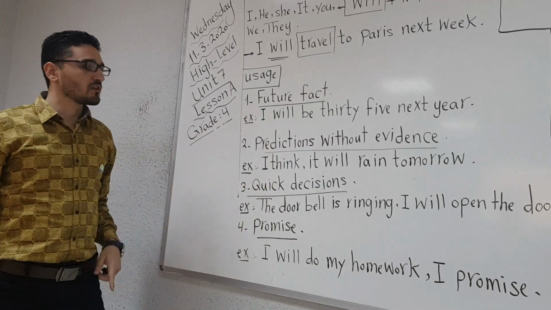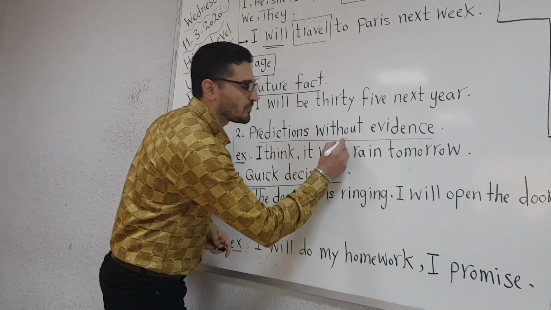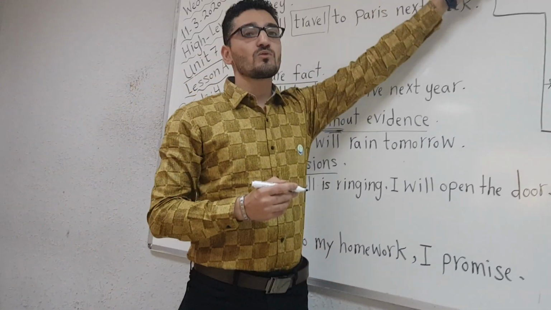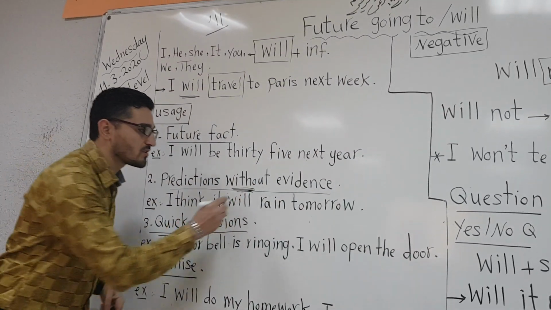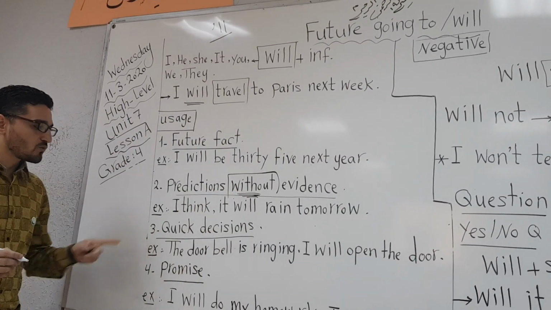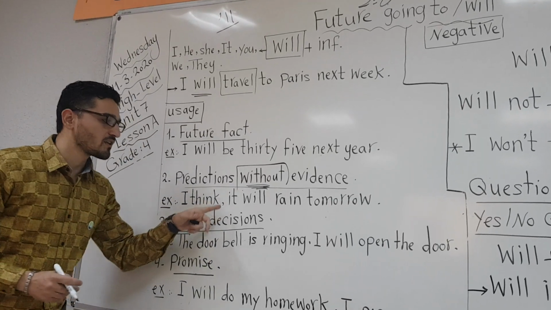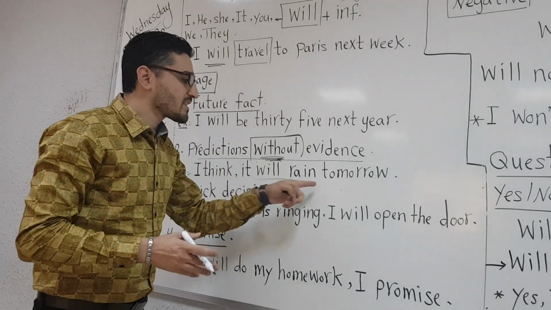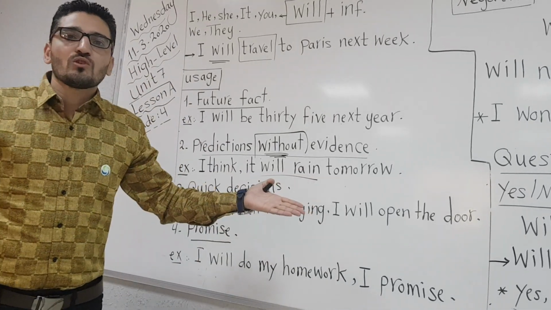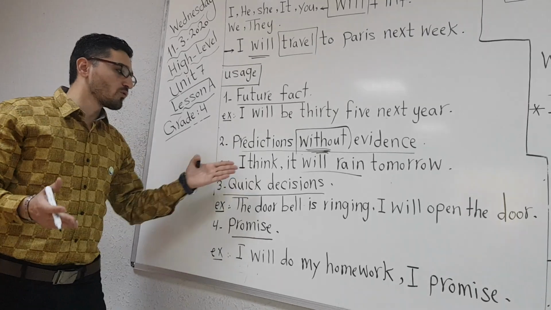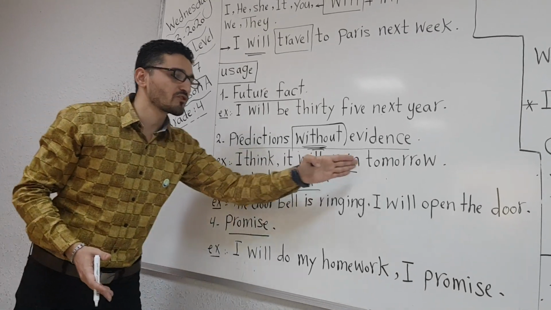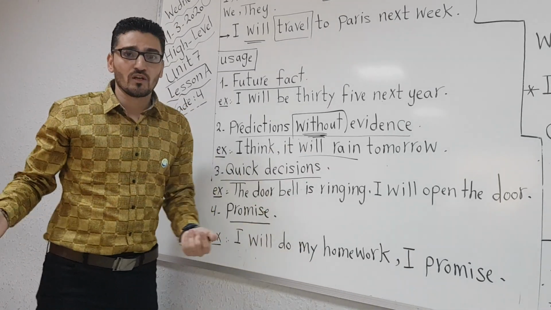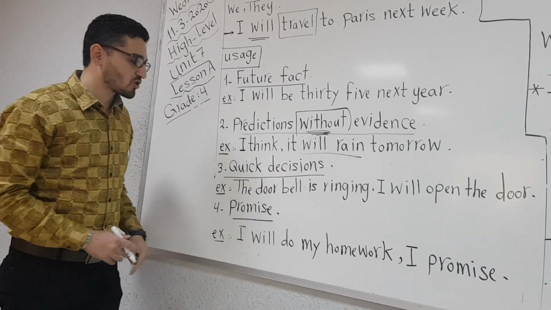Number two, we use will plus infinitive for predictions, but without evidence. Because if we have evidence, we have to use going to plus infinitive. But here, this is without evidence. Like what? I think it will rain tomorrow. So here, you predict that something will happen, but you don't have evidence for this. What makes you predict that it will rain? I don't know. So it's just a prediction.